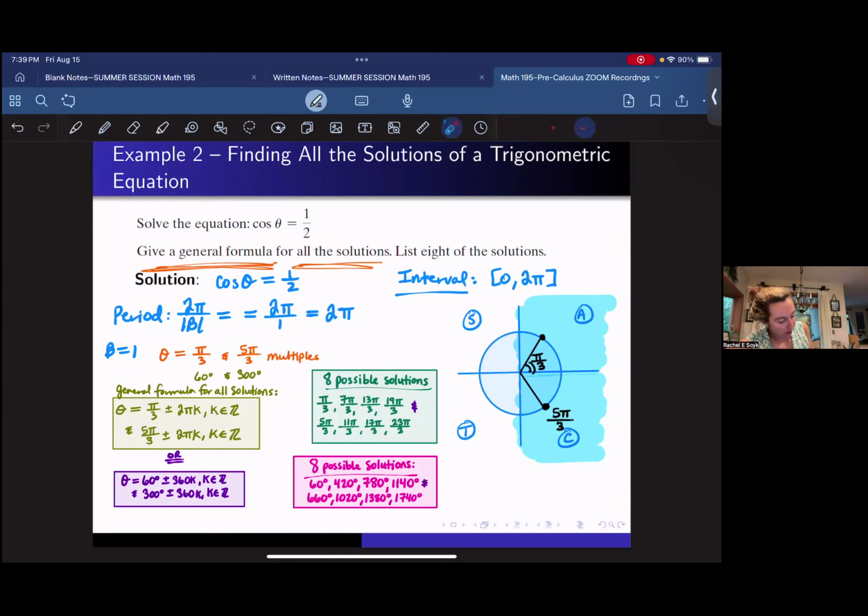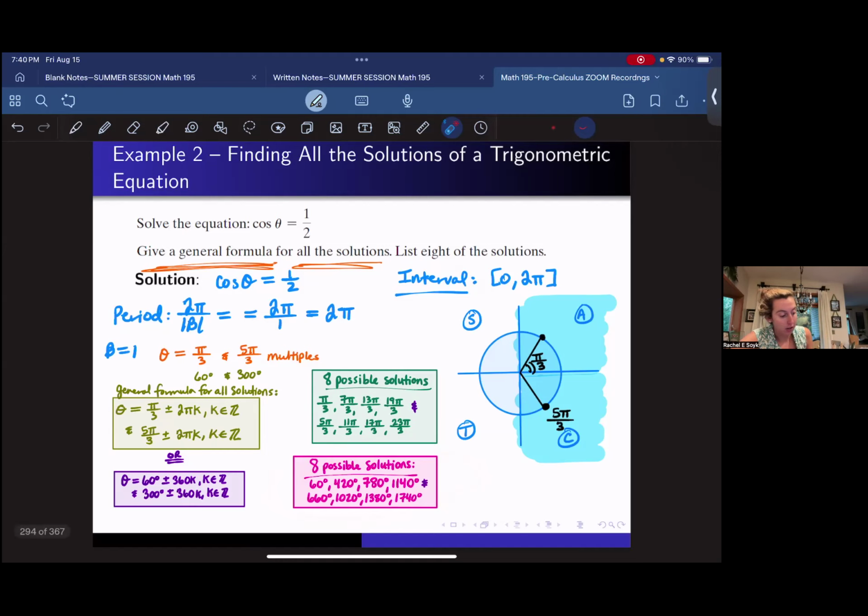And there we have our 8 possible solutions in radians and our 8 possible solutions in degrees. Obviously, there are an infinite number. I just chose 8 ones. So depending on how you solved this problem, you might have different possible solutions in your result.